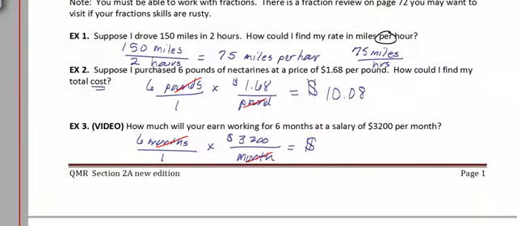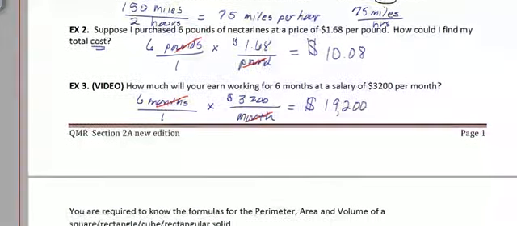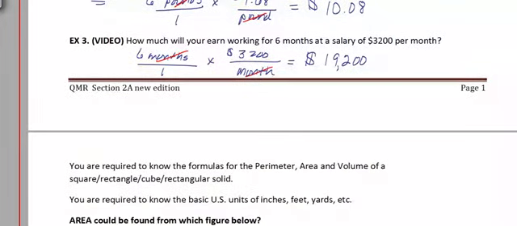And so now I'm just going to multiply 6 times the 3,200. When we multiply, we get 19,200. Again, not very sophisticated math, but we're going somewhere with this, working with the unit analysis.